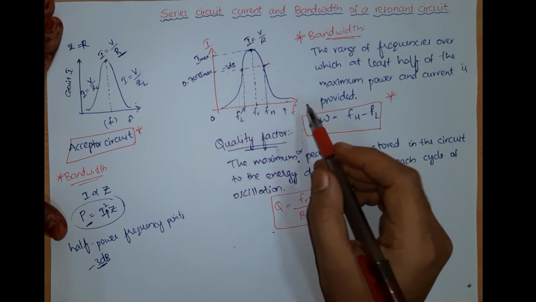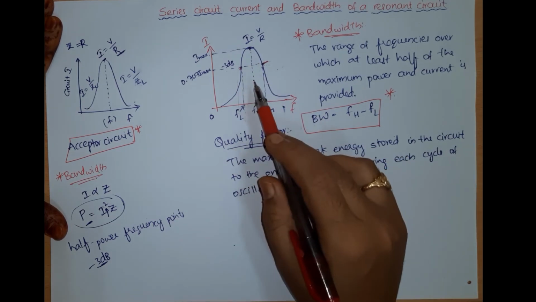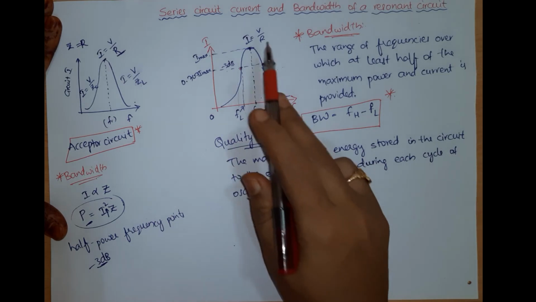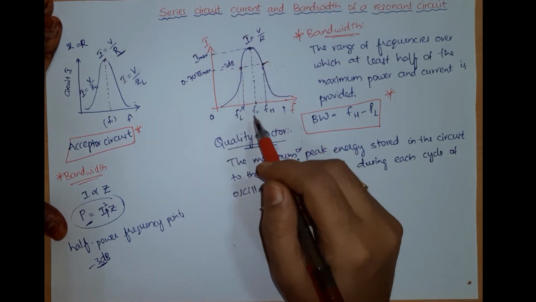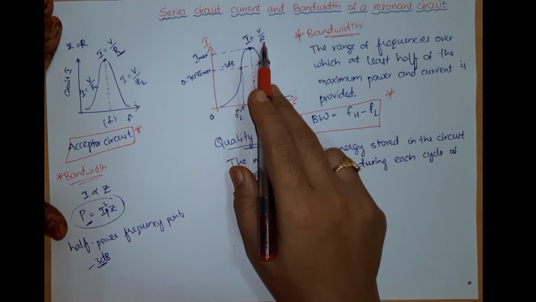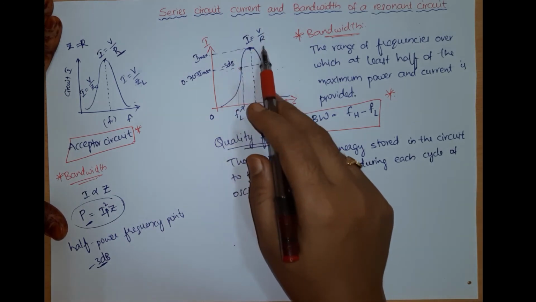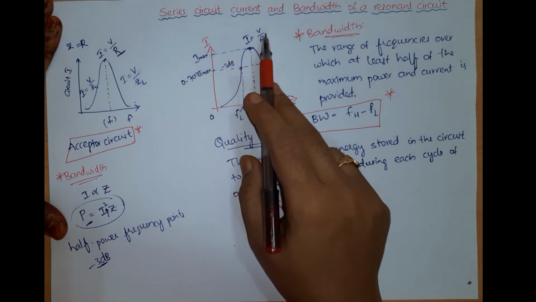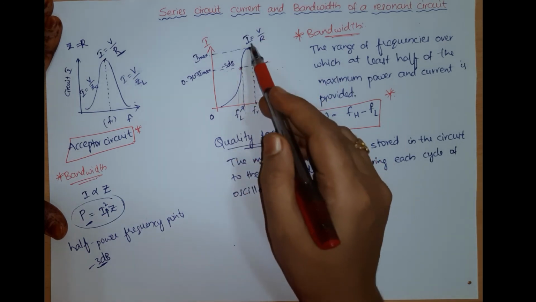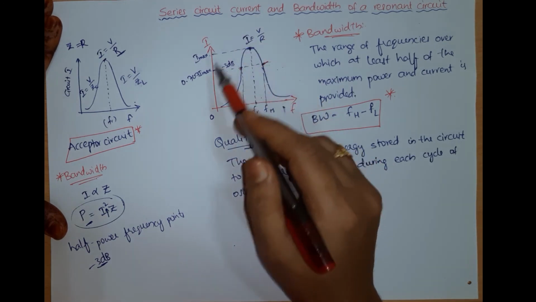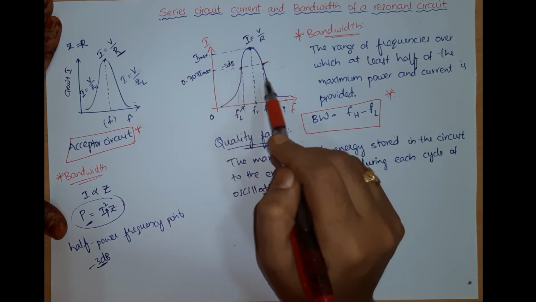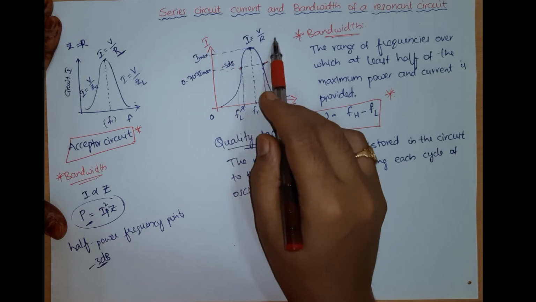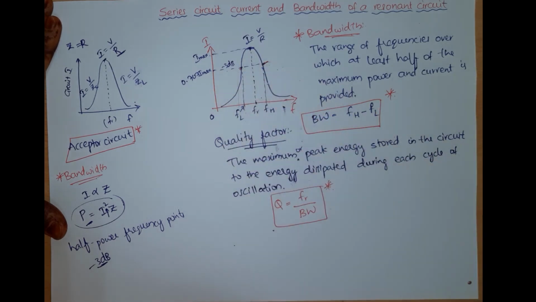So the selectivity of the series resonant circuit can be controlled by adjusting the value of resistance, keeping all other components the same. Because if you change the resistance, the total current will be affected, from which the total power will be affected. Half of the total power is nothing but the minus 3 dB points. So indirectly, the value of the resistor affects the selectivity of the series circuit.